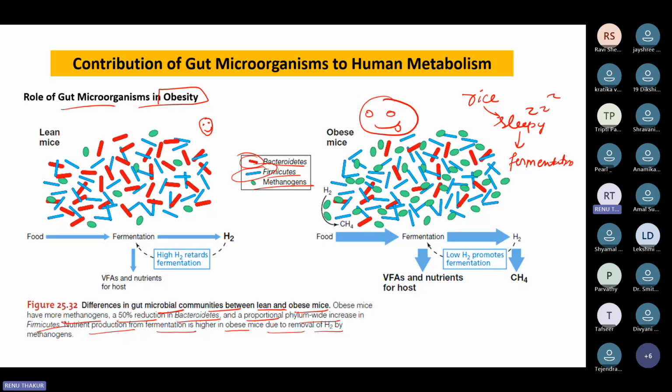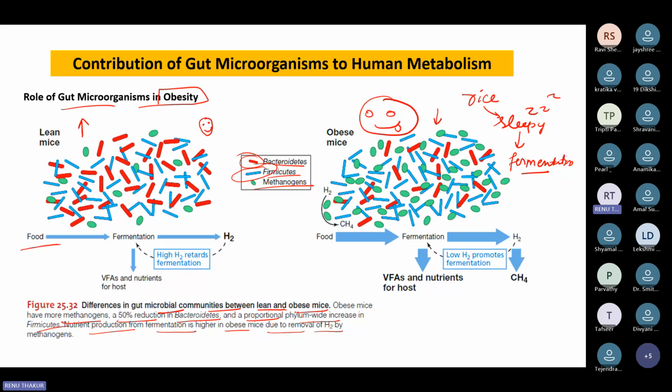Why? Because our body microbiome, or the gut microorganisms who can perform fermentation like the methanogens, will do the fermentation, and that is why we will feel sleepy, because they will release what? They will release the fermented byproducts. So in the obese mice, they have more methanogens, a 50% reduction in bacteroidetes. You can see these red ones are the bacteroidetes. So in the lean mice, it is high, and in the obese mice, it is low.